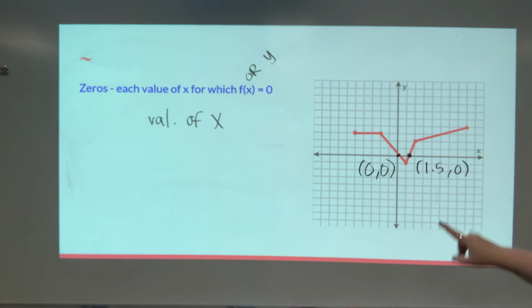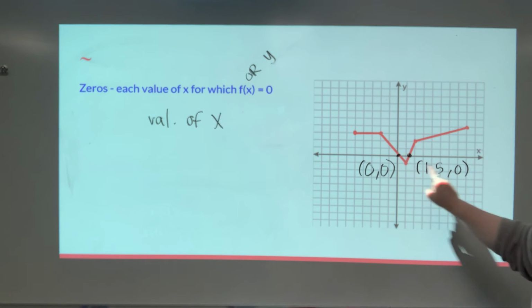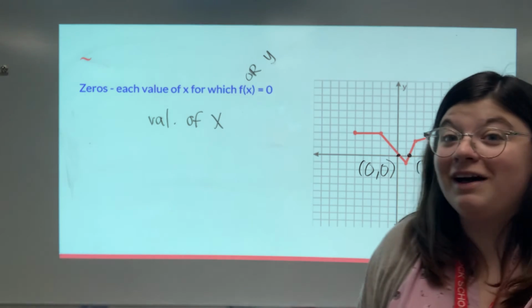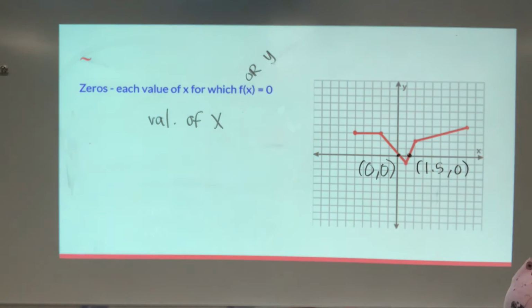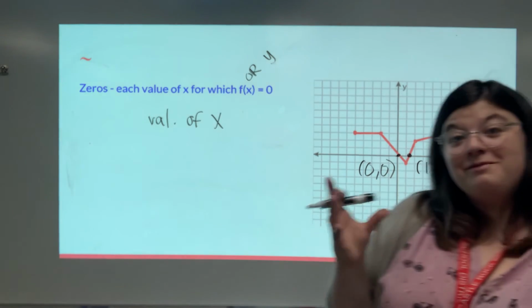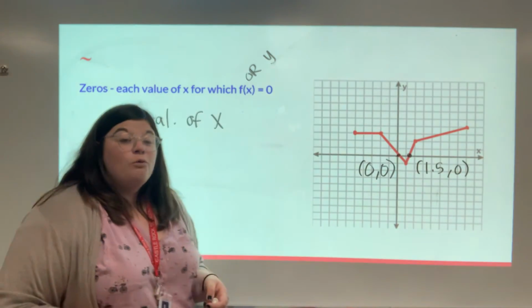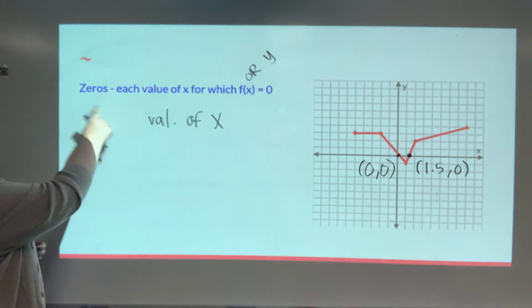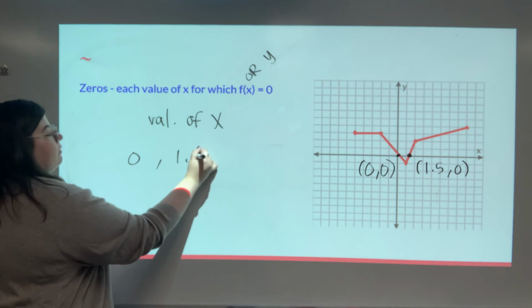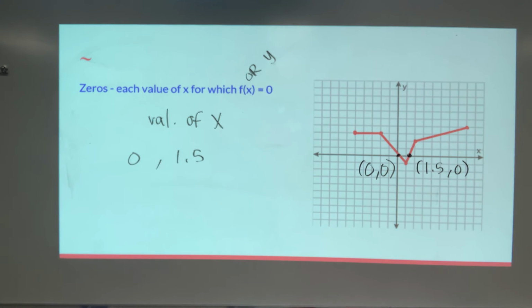All right, again, here, notice that your y's are both 0. So I'm going to say 0 a lot. My zeros of the function are going to be considered my x values. So I have a 0 at 0, and I have a 0 at 1.5. So my zeros for this function would be at 0 and 1.5.